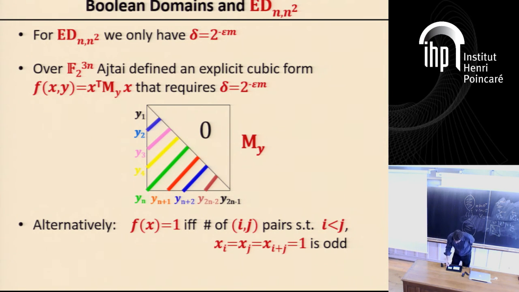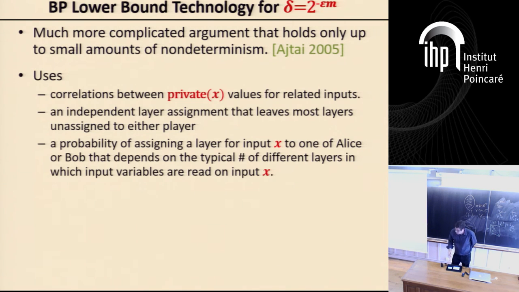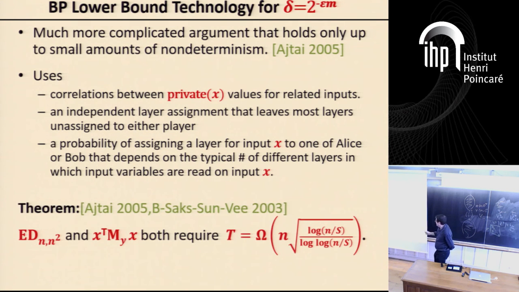So that's a function. And there's a much more complicated argument that doesn't work for general non-determinism, but only for small amounts. He uses the fact there's correlation between private x values, a different independent layer assignment. It's much more complicated. And you can get lower bounds even for Boolean functions or element distinctness that are a little bit worse than this.